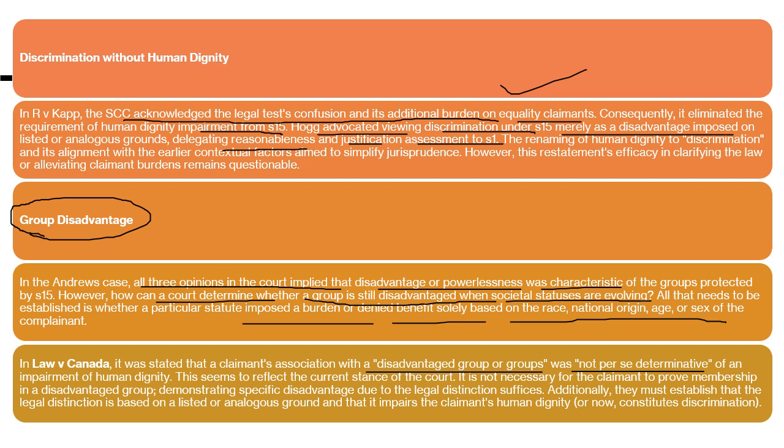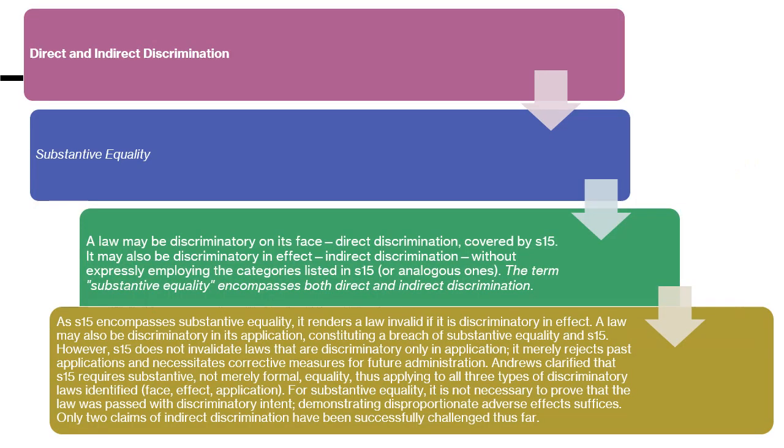This seems to reflect the current stance of the court. It is not necessary for the claimant to prove membership in a disadvantaged group. A person can ask for his right to be claimed on a personal basis, on an individual basis. The person has to just demonstrate specific disadvantage due to a legal distinction, and that would be sufficient.